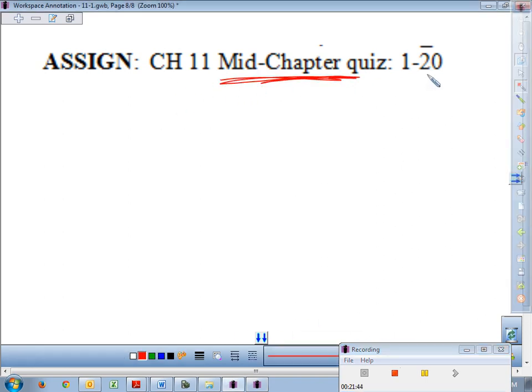The homework for you is the Chapter 11 mid-chapter quiz out of the book. There's 20 problems in there. Remember, if they say find the perimeter, you don't have to do those. Just find all the areas of those shapes. The mid-chapter quiz from Chapter 11, problems 1 through 20.